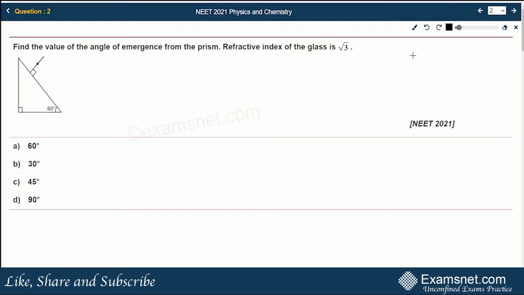Now question number 2 is from the chapter Ray Optics and Optical Instruments, class 12. And the question is, find the value of angle of emergence from the prism. Refractive index of the glass is root 3. So here is your figure.